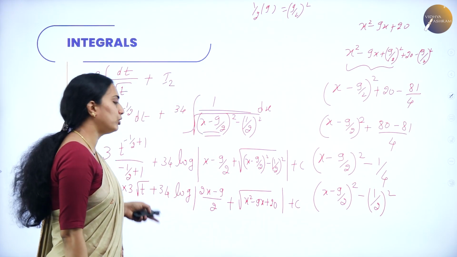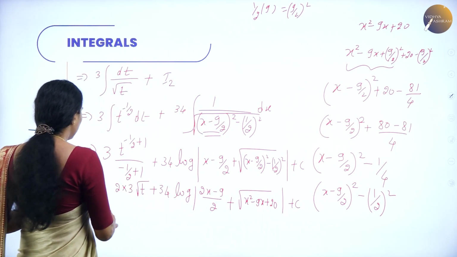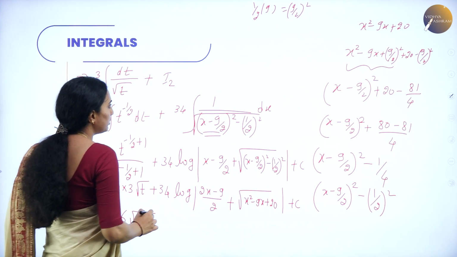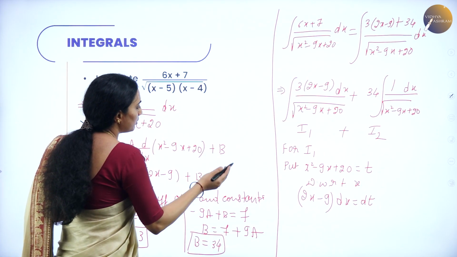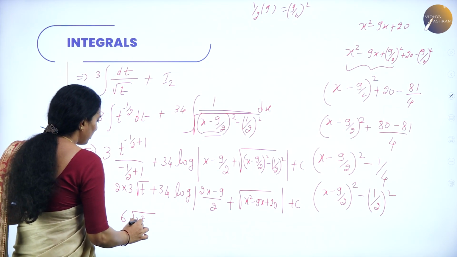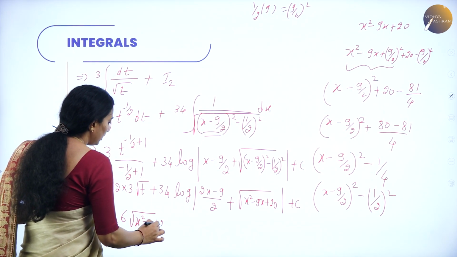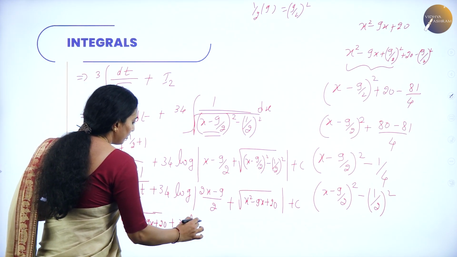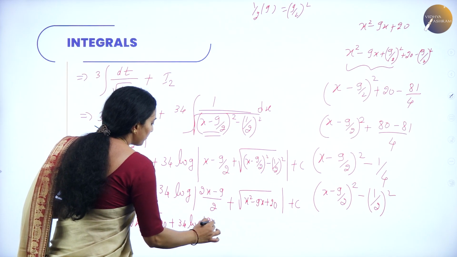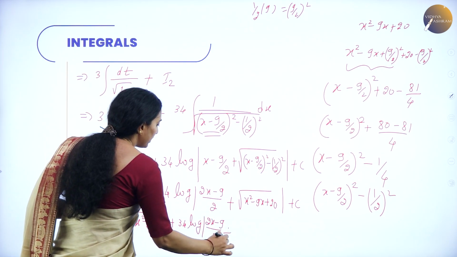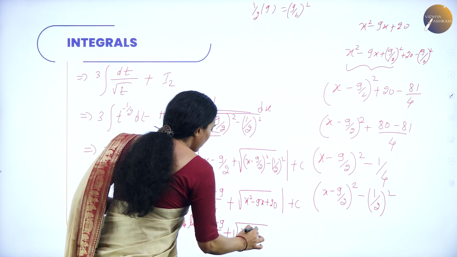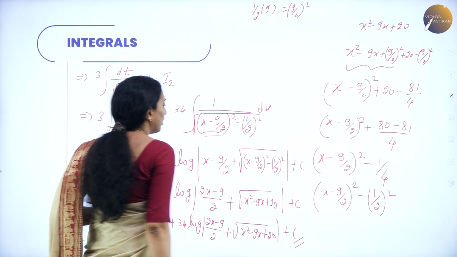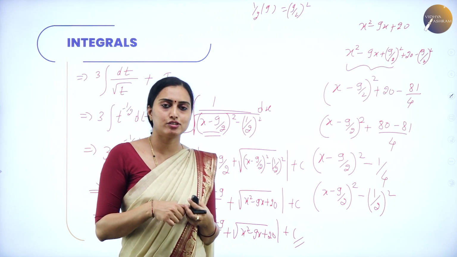Now substitute back to t. What you are going to get is 2 into 3 is 6 root t, where t we have substituted as x squared minus 9x plus 20, plus 34 log of modulus of 2x minus 9 divided by 2 plus under the root of x squared minus 9x plus 20, plus c. And this is your final answer, dear students.